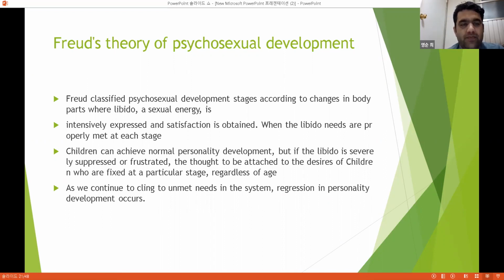Children can achieve normal personality development, but if the libido is severely suppressed or frustrated, the thoughts become attached to the desires of children who are fixed, particularly in some stages. So it does not mean it is in a particular age. It is regardless of the age. As we continue to cling to unmet needs, a regression in personality development occurs, right?